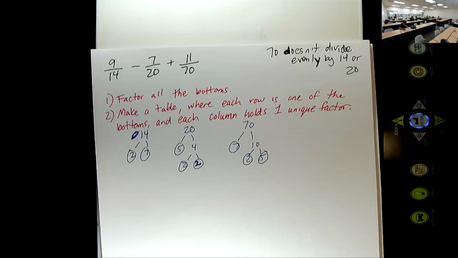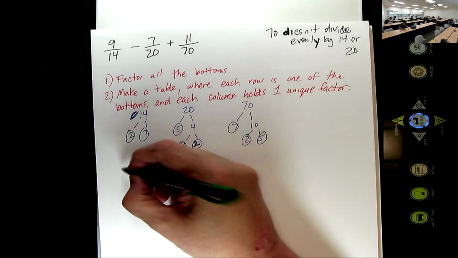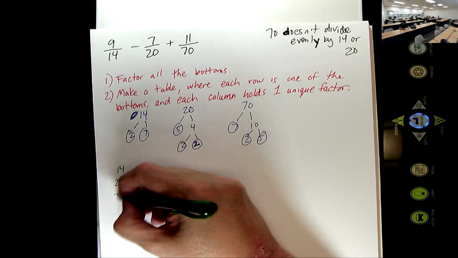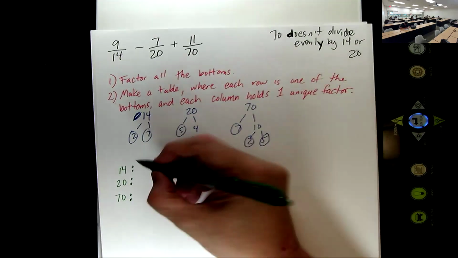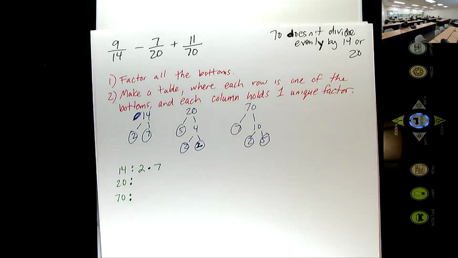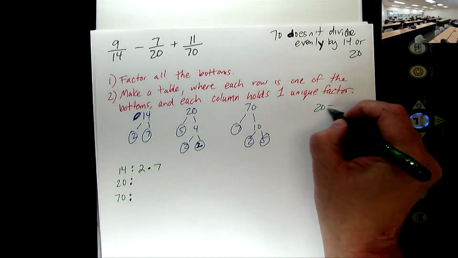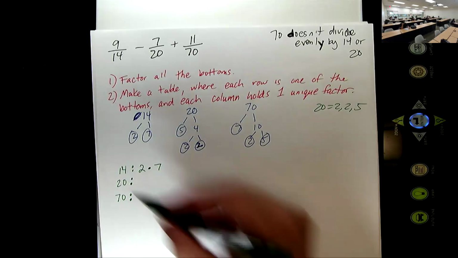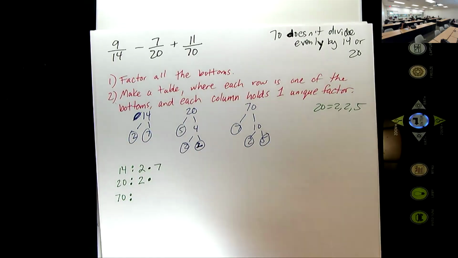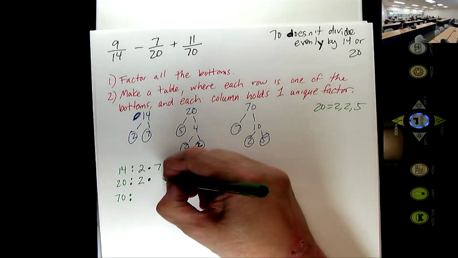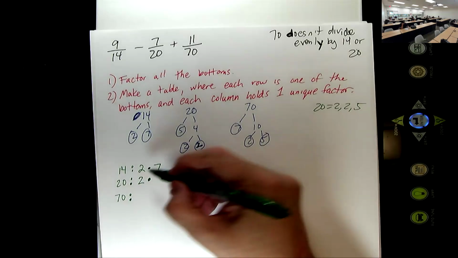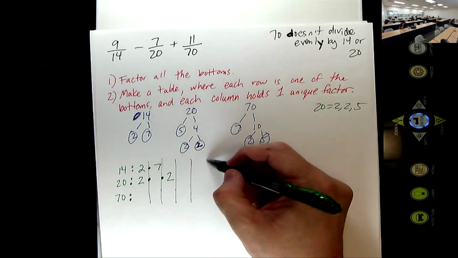Alright, so for my table, I'll make a list of each denominator: 14, 20, and 70. Fourteen is 2 times 7. First row, you just write it as is. Now the 20 has 2 2s and a 5. I've got one column that's got a 2 in it, so I'm going to put the 2 in that column. It can only hold one 2, so I'm going to make a new column for another 2. And I don't want it to be in the 7 because I want the 7 to be its own column. So we're going to make our own columns for each number as we need them.